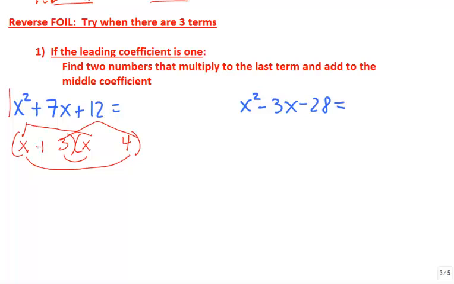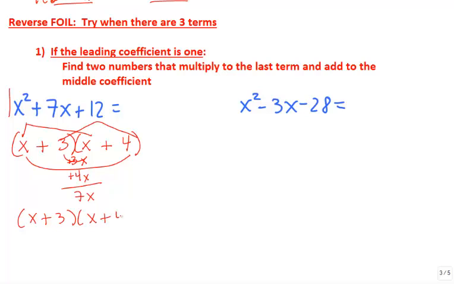And if I make them both plus, then I get a positive 12 on the end, and 3 times x for the inners would be a positive 3x, and 4 times x would be a positive 4x, and so the middle terms will be 7x.